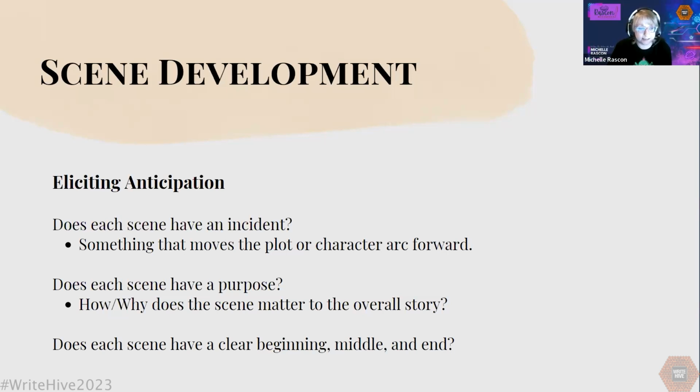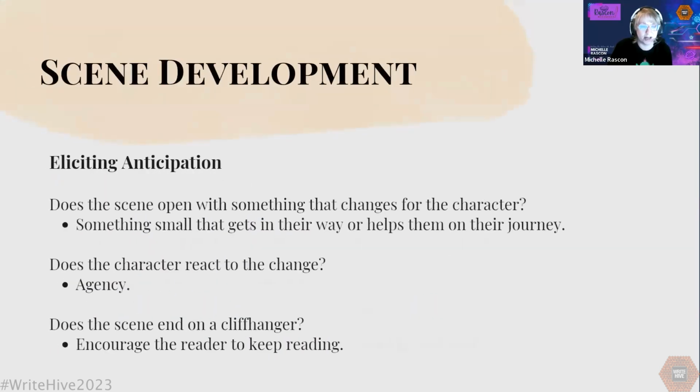And then does each scene have a clear beginning, a clear middle, and a clear end? There should be something at the beginning that captures the reader's attention, that's like, ooh, yes, I want to continue reading this. What's going to happen in this scene? The middle is where everything happens. And then the end, I think I'm jumping a little ahead of myself, but the end should have a cliffhanger.